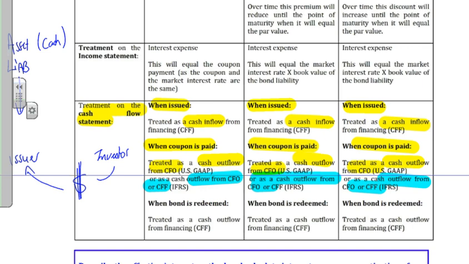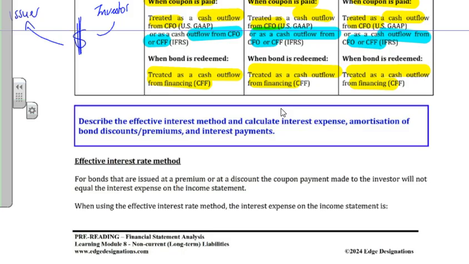When the bond is redeemed, in other words, at the end of the day, when the principal is repaid by the issuer to the investor or to the bondholder, it's a cash outflow from financing activities, CFF. This particular section, treatment on the cash flow statement, must be read in conjunction with the notes on the cash flows. We've gone through the theoretical treatment of everything. Let us now have a look, guys, at the particular items over here.